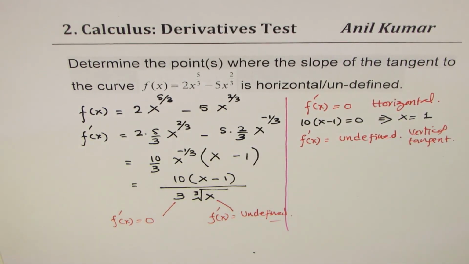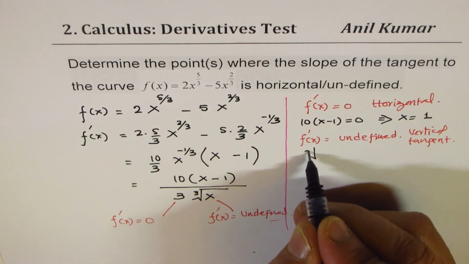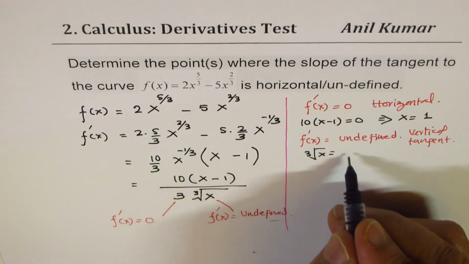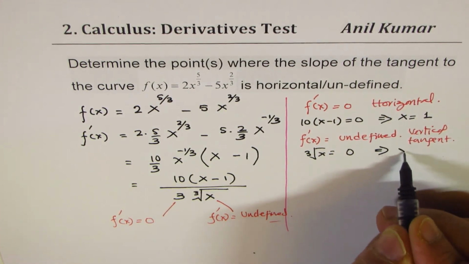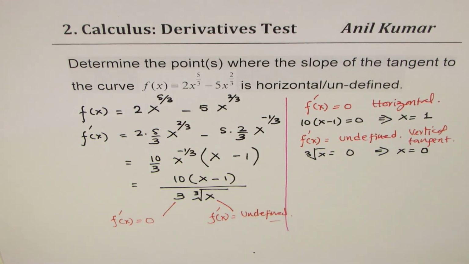Right? And you will get that undefined means the denominator is 0. So that means the cube root of x is equal to 0, right? 3 is a constant, that cannot be 0. And that implies that x is equal to 0. So we get 2 points.